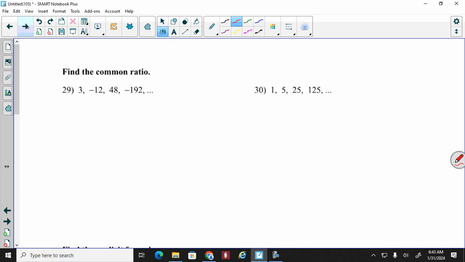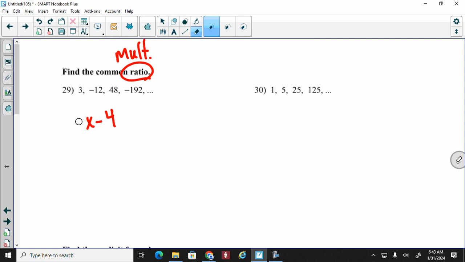All right, question number 25. Now we're moving into more geometric stuff. Find the common ratio. Ratio means you are multiplying. So basically, I pretty much whittled it down to multiplying. I'm at 3, and now I'm at negative 12. Now I'm at positive 48. What am I doing? I'm multiplying by negative 4.